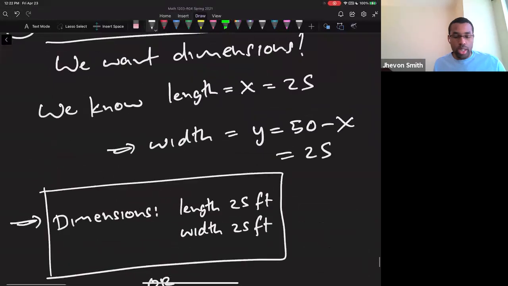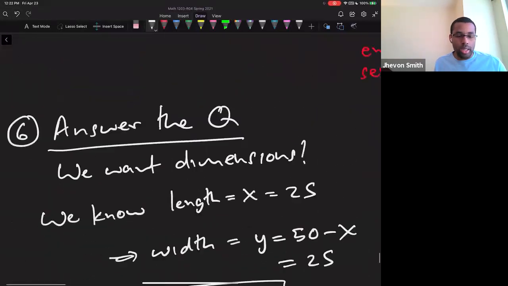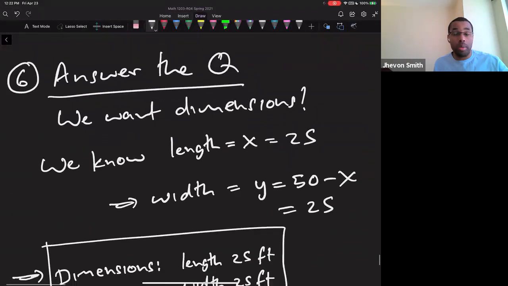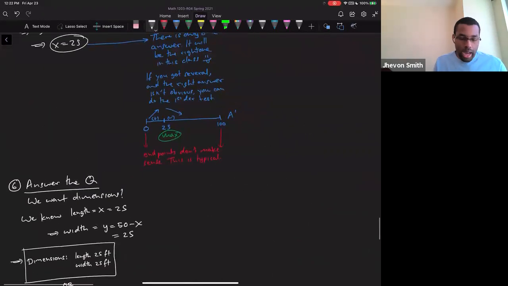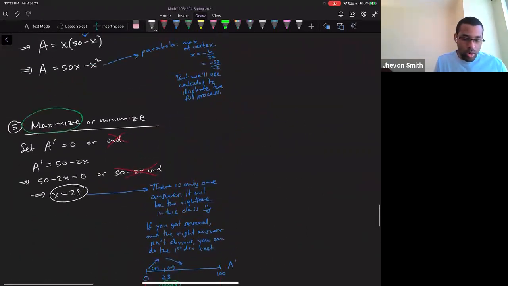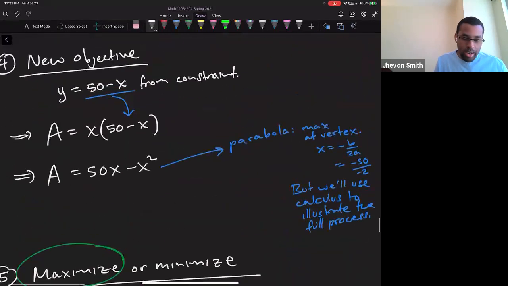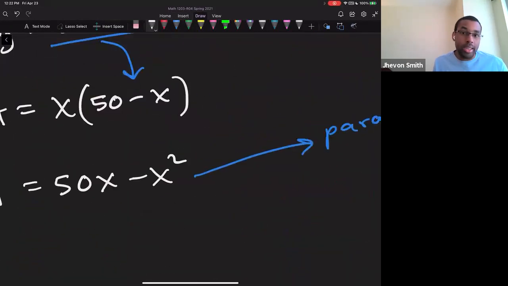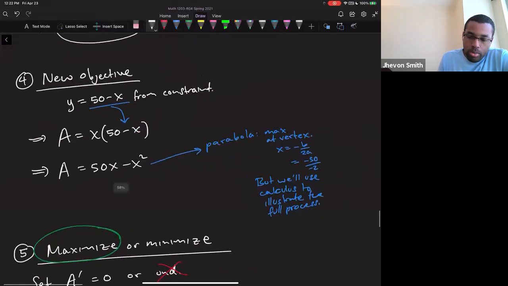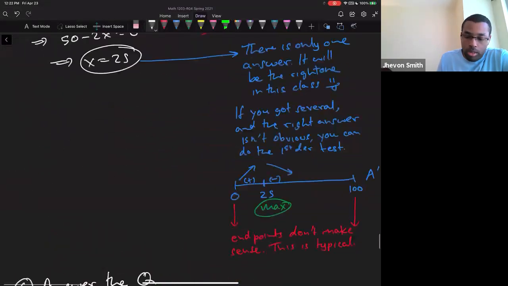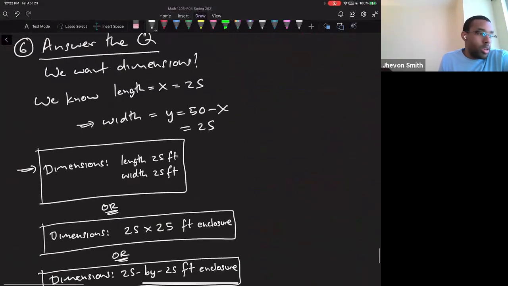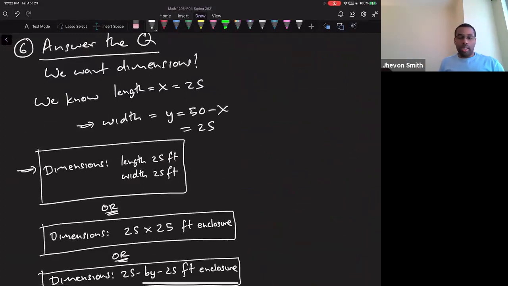Now, I want you to appreciate that I didn't have to ask for the dimensions. I could have asked for what is the maximum area, in which case I would not need to even find the y. I know the x, I know the area equation, I could just plug that x into the area equation, and that answer would be the answer that I want, right? So you have to just be aware of what you're being asked and make sure you give that thing. And you may or may not need to solve for the other variables based on what you're being asked. So that's it. That's optimization.